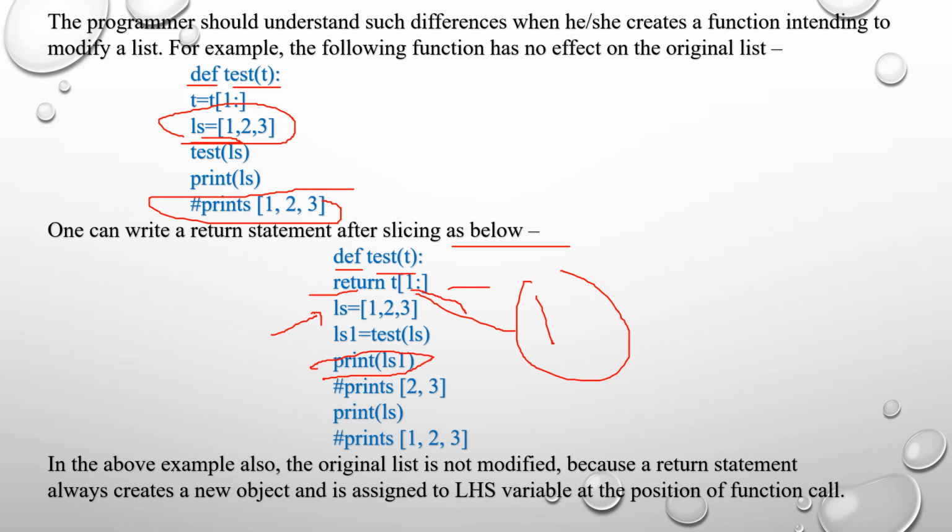In the above example also the original list is not modified, because the return statement always creates a new object and assigns it to the LHS variable at the position of the function call. So here the new variable is ls1, and it will print only 2 and 3. The original list is ls, so ls elements are 1, 2, 3.